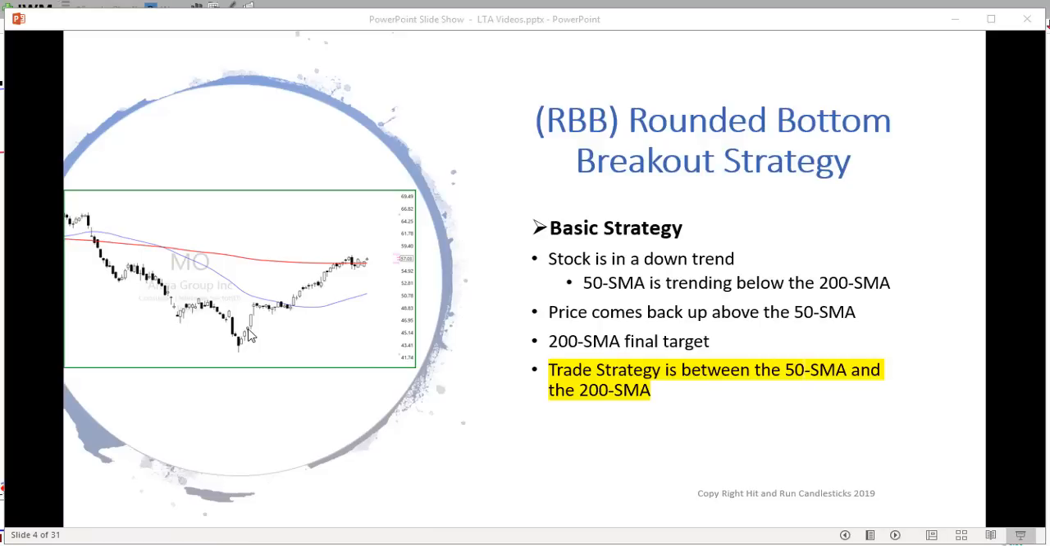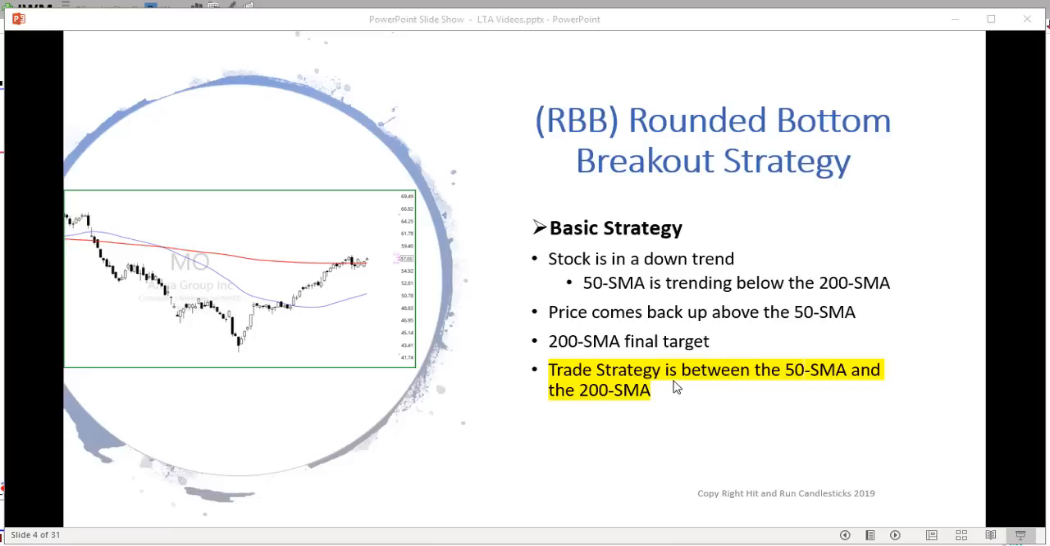But we're looking for a specific strategy, and the strategy is the rounded bottom breakout, which the definition is stocks in a downtrend, stock comes up over the 50, we trade from the 50 to the 200. After the 200, it's a different strategy. The 200 SMA is the final target for this particular strategy.